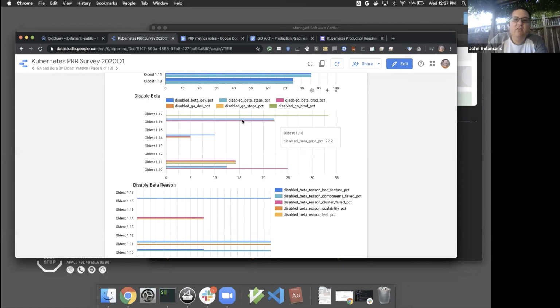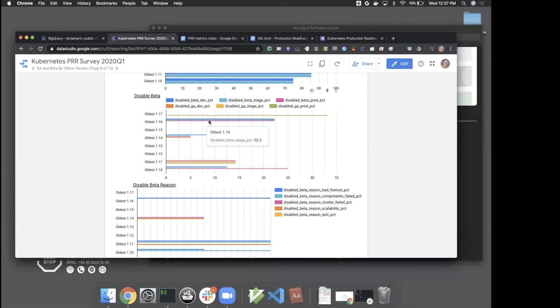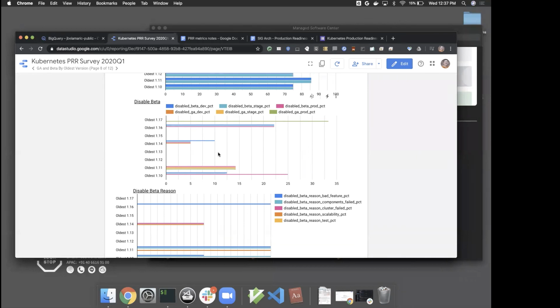Those running oldest 1.16 have done disabling, but there's also something that makes it even wishier-washier: somebody running 1.16 may have been running things for 4 years and they may have done it 2 years ago. So it's a little hard to draw a conclusion from that. This isn't saying that they did it in their currently running set of clusters with the current versions they're running. The question was, have you ever done it? But I like the reasons here, though.